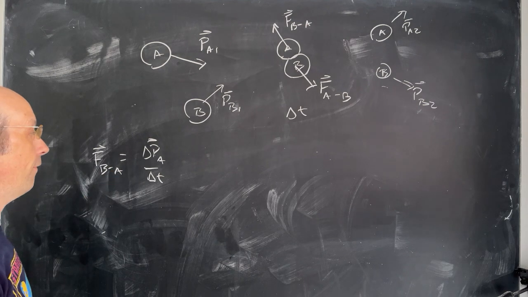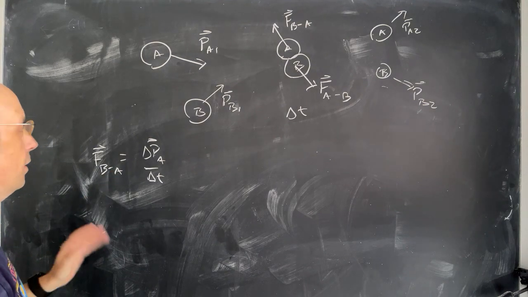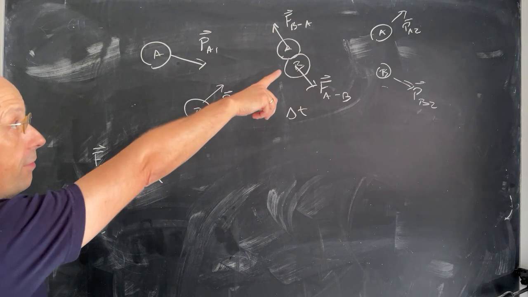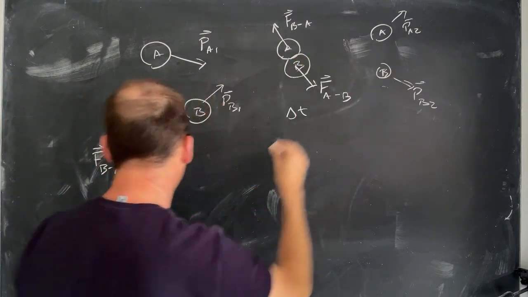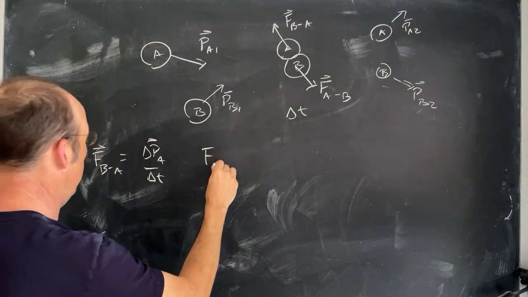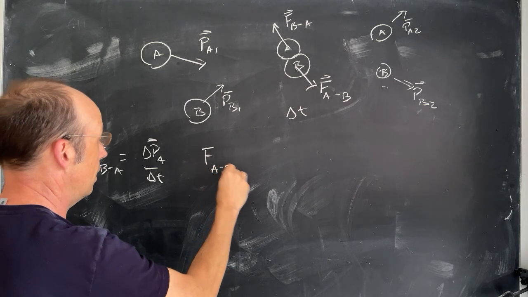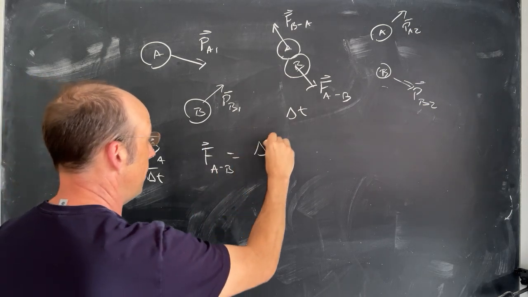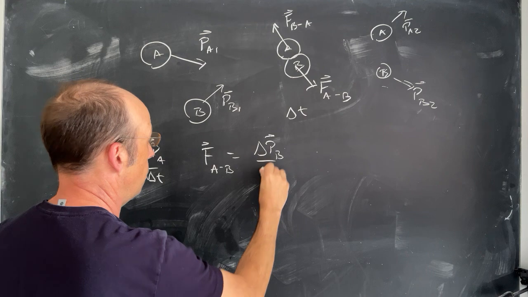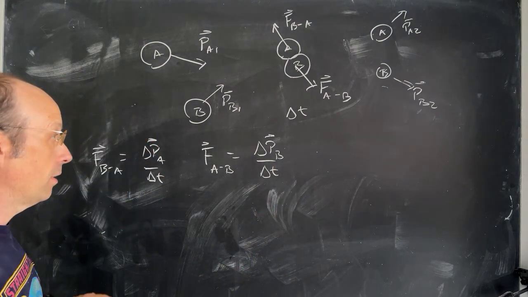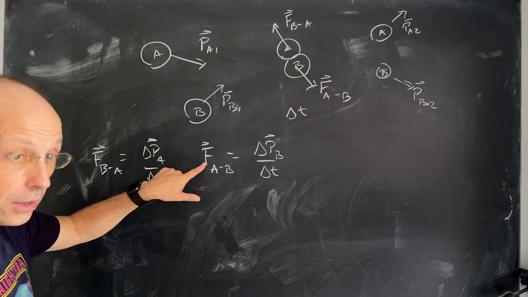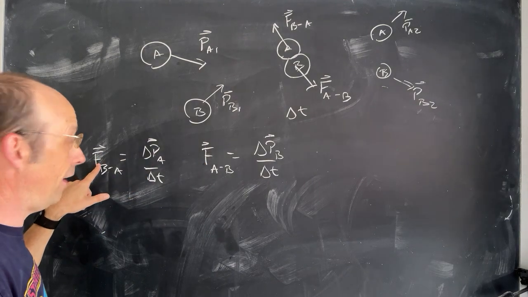I can solve that for, no, let's just leave it. And then I can do the same thing for B, because it goes before the collision, during the collision there's a force, and then after the collision. So FA on B is the change in momentum of B with respect to time. But check this out. This force is the opposite of that force.